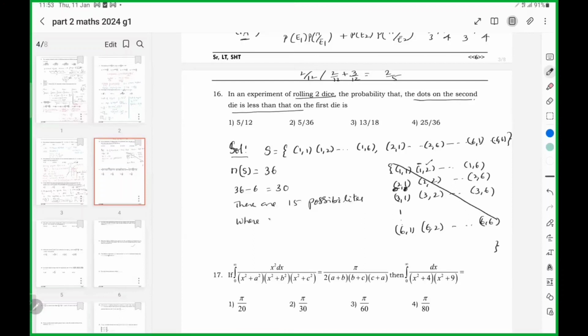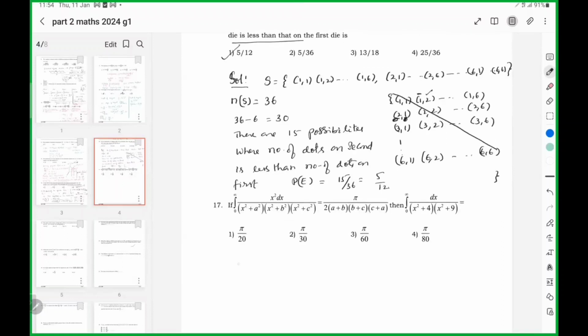where number of dots on second is less than number of dots on first. That is, probability of such thing is 15 out of 36. First option is correct.